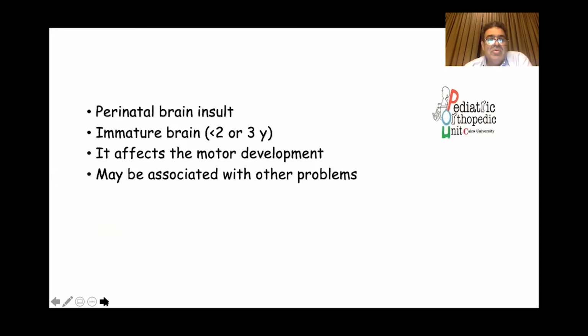First, cerebral palsy is a perinatal brain insult. It occurs due to either injury or insult to the brain during pregnancy, during labor, or in the first 2 or 3 years after labor. The immature brain is affected, where the motor area is partially damaged. This causes disruption of the normal motor development, and it may be associated with other problems.